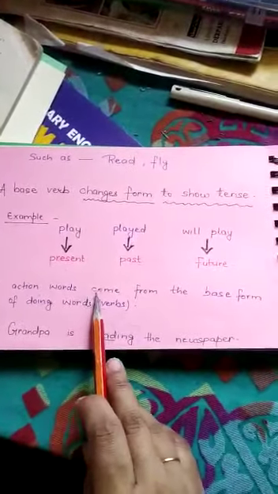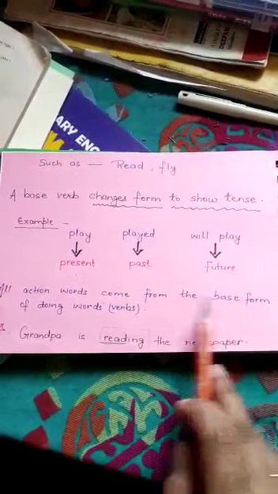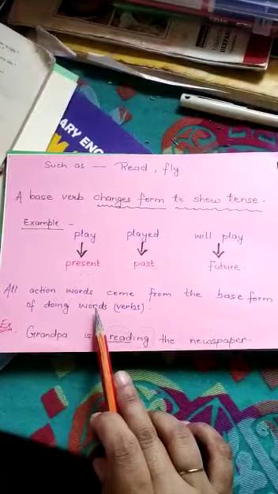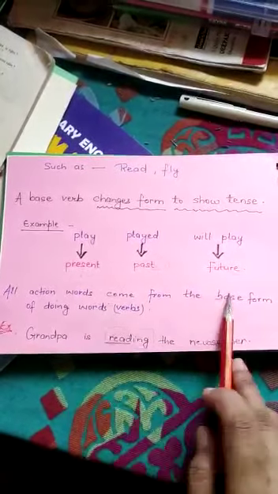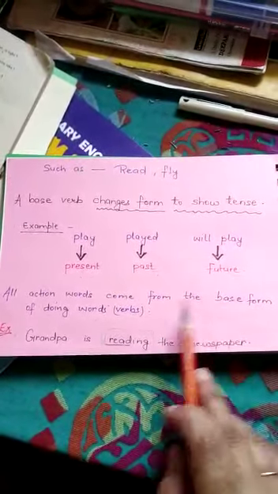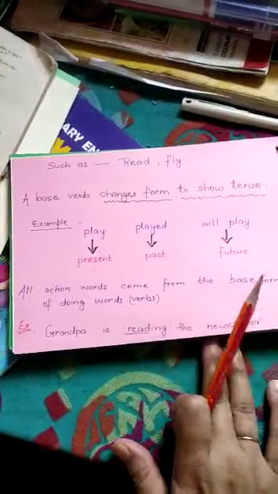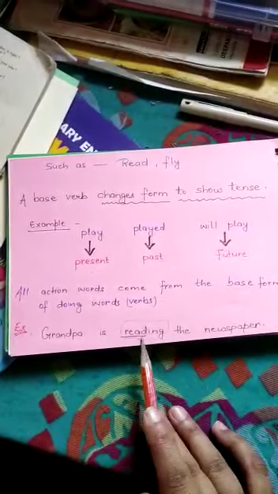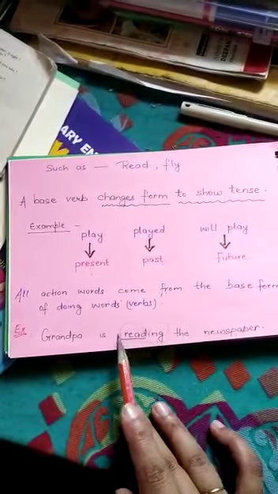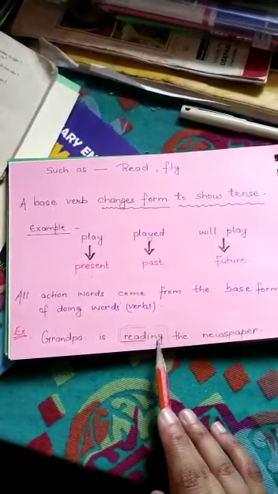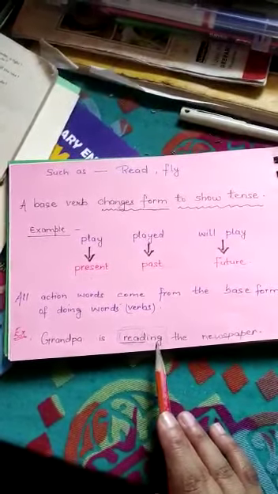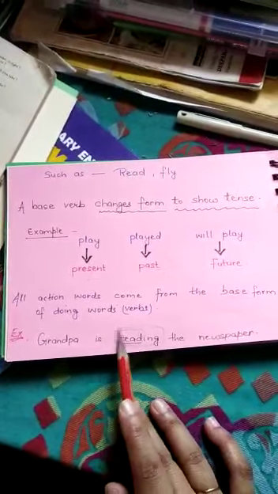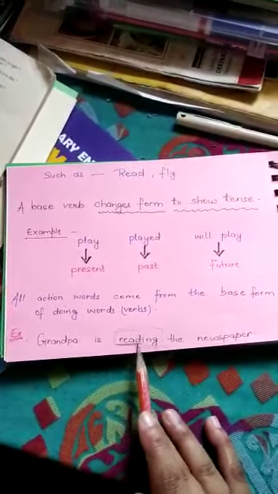So all action words come from the base verb of doing verb. Action verbs come from the base verb, as I already told you, and whatever it is doing in the sentence. Example: grandpa is reading the newspaper. Here, if we are using ing form, here read is the base verb, and we are using in the other form, we are adding ing, so it is called reading. So it is our other form of verb using base verb.